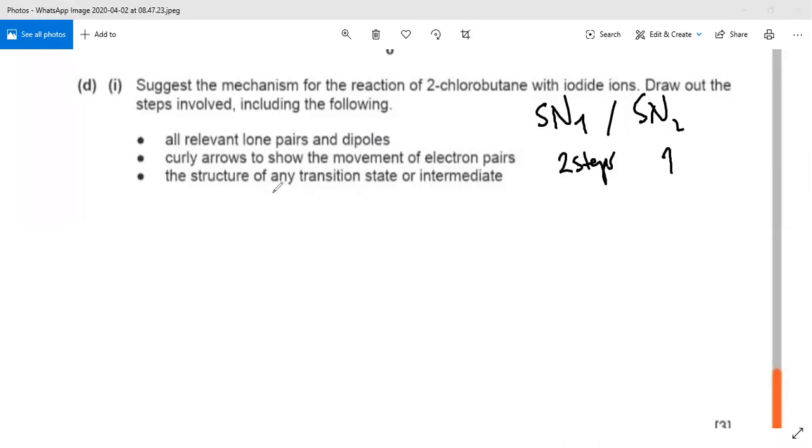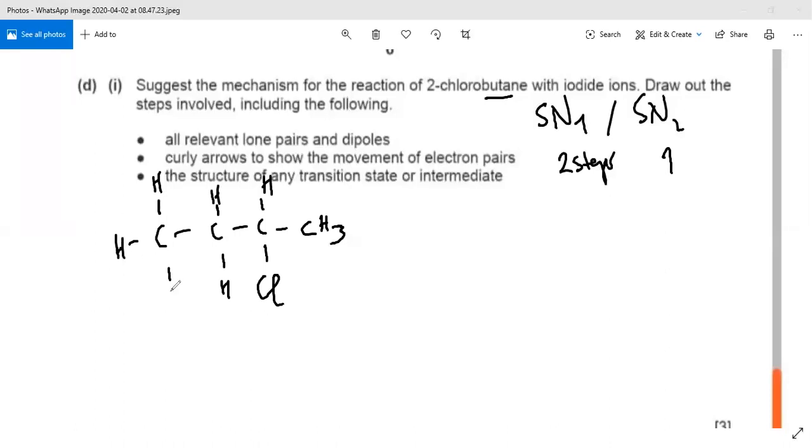Without further ado, I will show you the structure of 2-chlorobutane. From its name, you have a but, so it means that you have 4 carbons, 1, 2, 3, 4. And then you have a chlorine, or chloro, on carbon number 2. So I will have a CH3 here, and I have H there, and then this one is H2, and then this one will be H3.